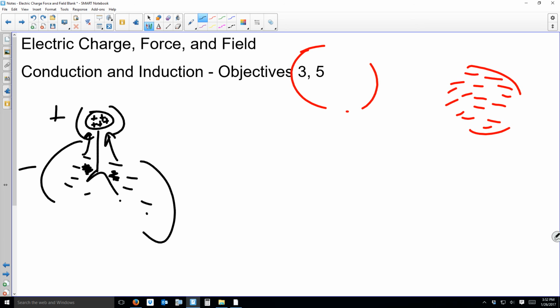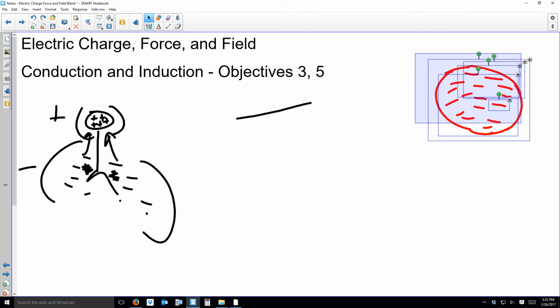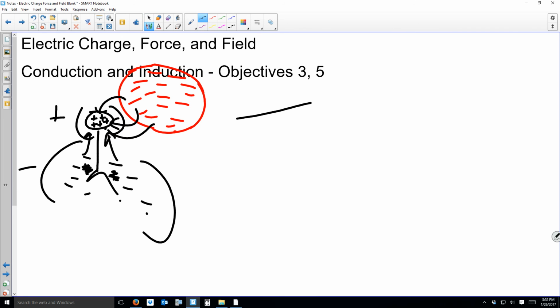Either I can take that bulb, and now I've got it all messed up, but if I take that bulb and I actually touch it to that sphere on top, I'm going to get electrons that actually rush off of the sphere and onto this bulb to try to neutralize, to try to cancel out all those positives. And then when I take it away, I've got more electrons now than protons, and I've got this permanent negative charge. That's charging by conduction.